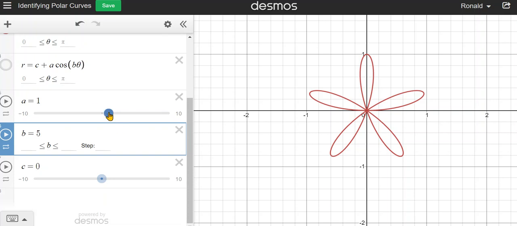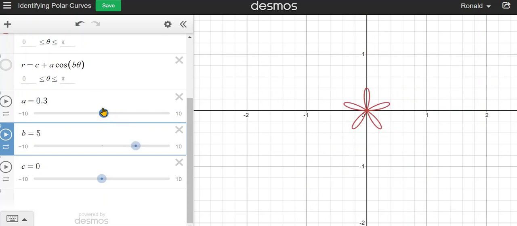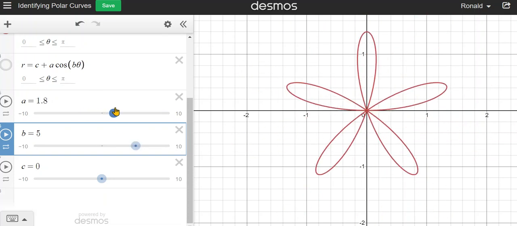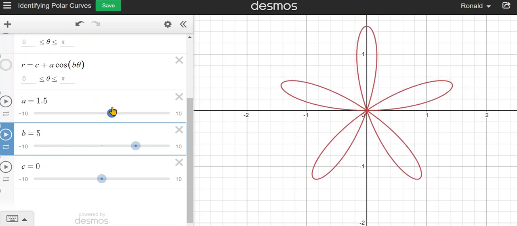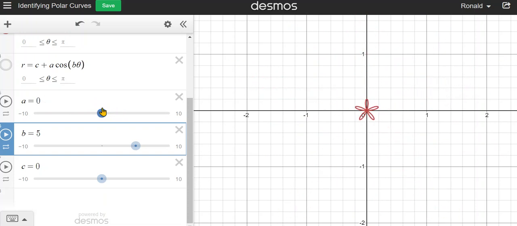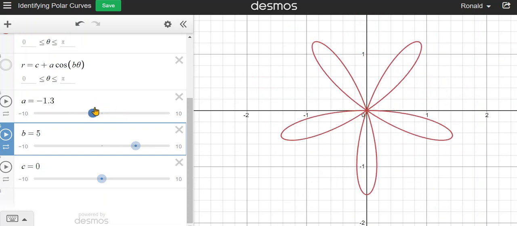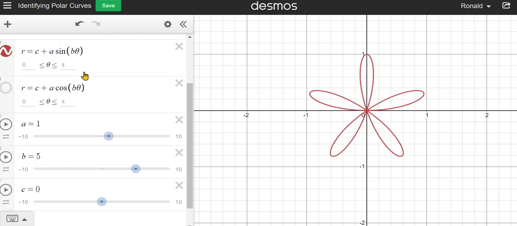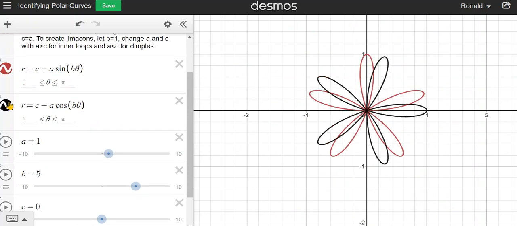Now, if we did switch the A value, notice that what that does is it just makes the petals larger and smaller. And if we make A be negative, it reflects over the x-axis. Remember, this is the sine function. Same thing will hold true with the cosine function.